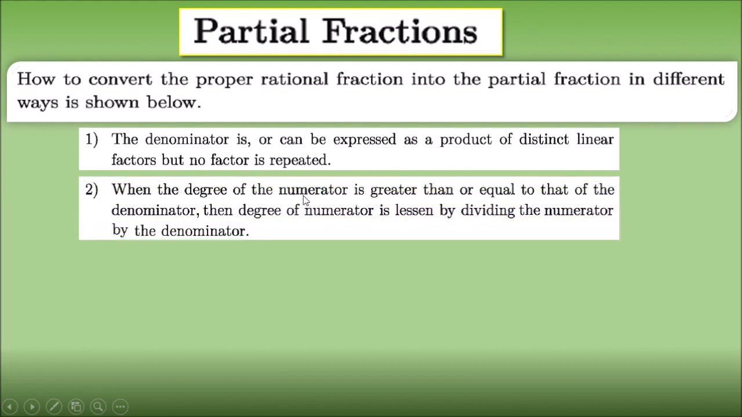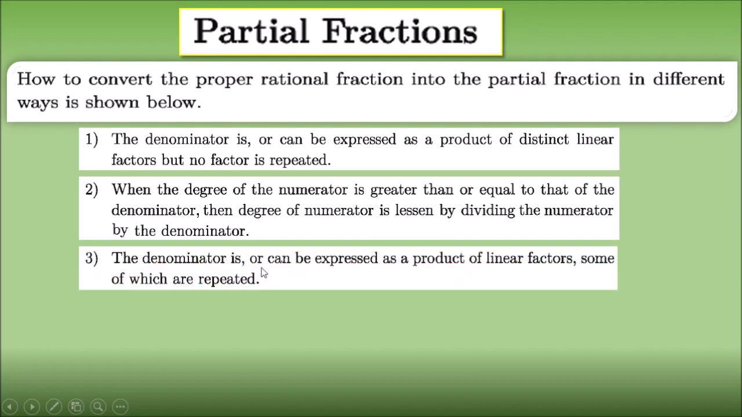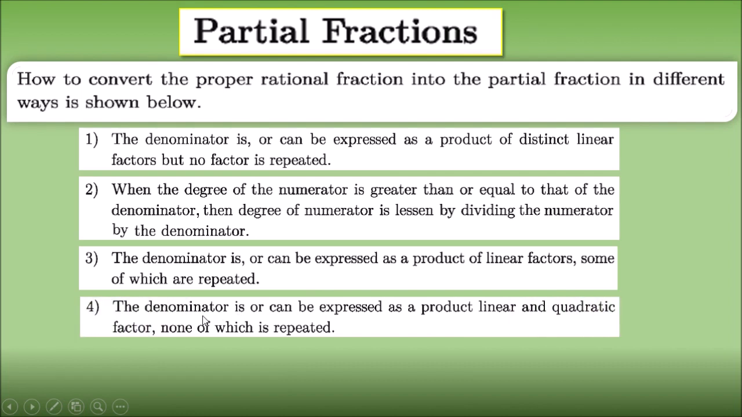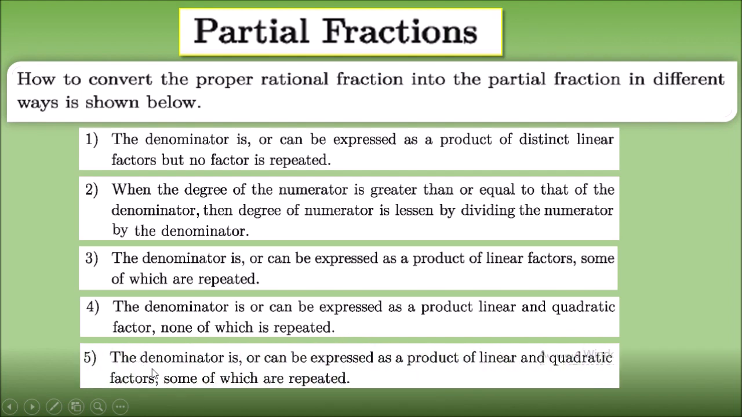Number 2, when the degree of the numerator is greater than or equal to that of the denominator, then the degree of the numerator is made less by dividing the numerator by the denominator. Number 3, the denominator is or can be expressed as a product of linear factors, some of which are repeated. Number 4, the denominator is or can be expressed as a product of linear and quadratic factors, none of which is repeated. Number 5, the denominator is or can be expressed as a product of linear and quadratic factors, some of which are repeated. These are the 5 rules, and with them we can understand which way we are going to solve the maths.